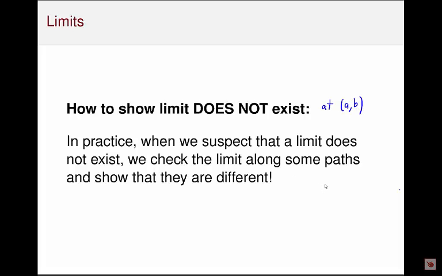Well, this is based on the observation that if the limit does exist at ab, then the limit along every path passing through ab must be the same. So in practice, if we suspect that the limit does not exist, then it is enough for us to check the limit along certain paths, in fact 2 will be enough, and show that they are different. Please note that these paths that we choose must pass through the point ab.